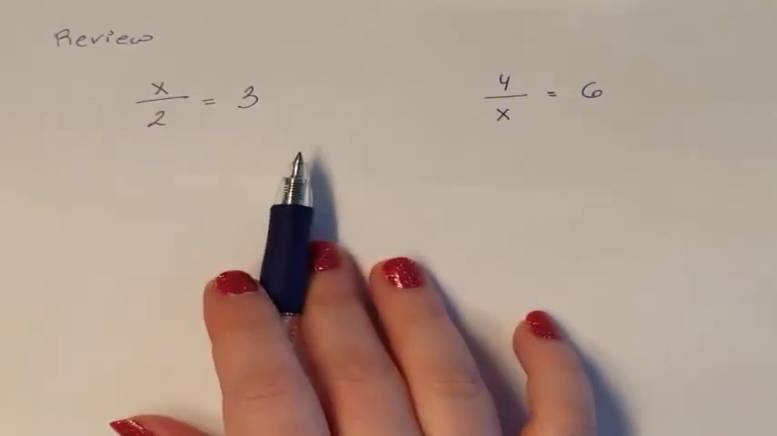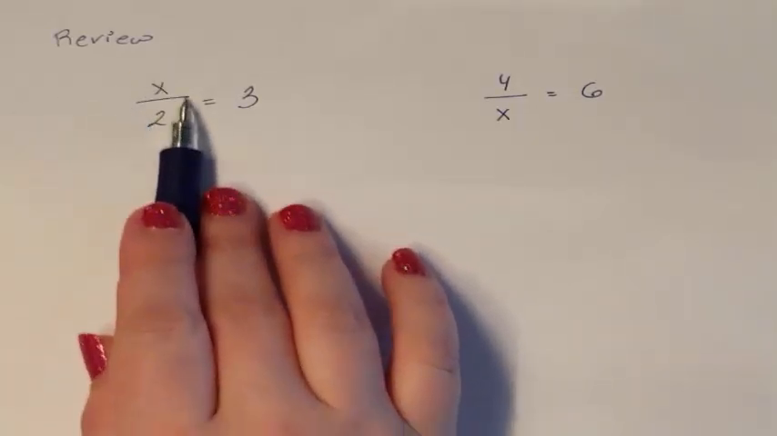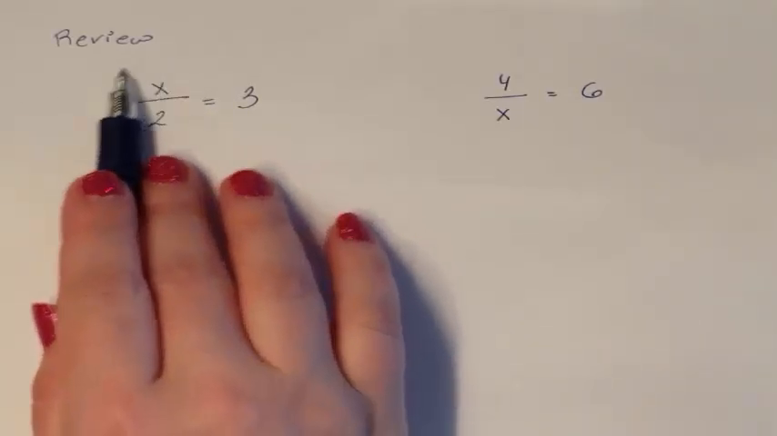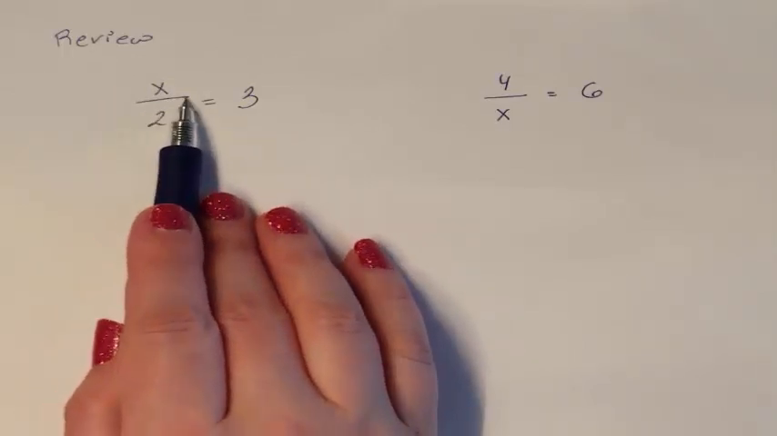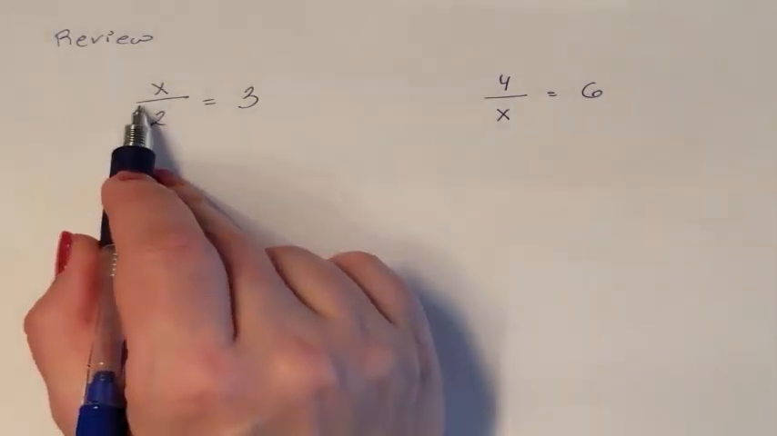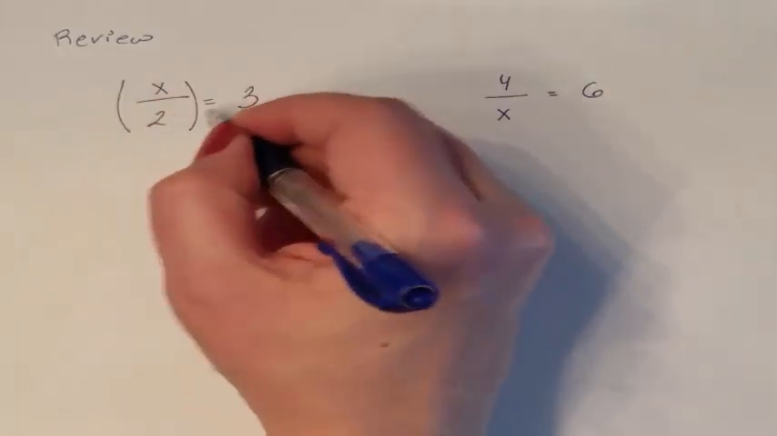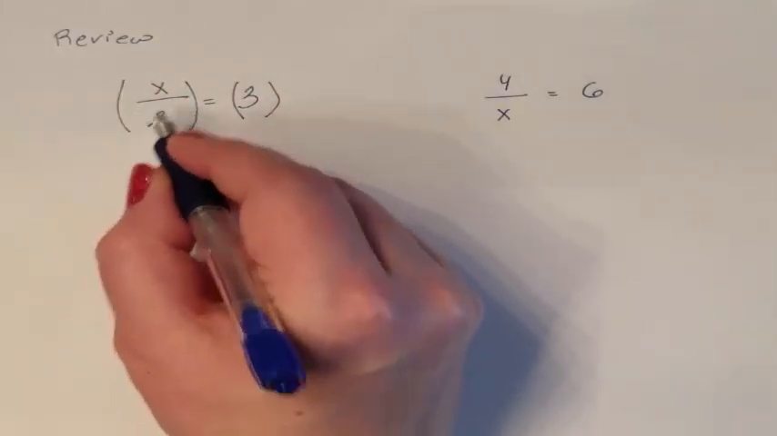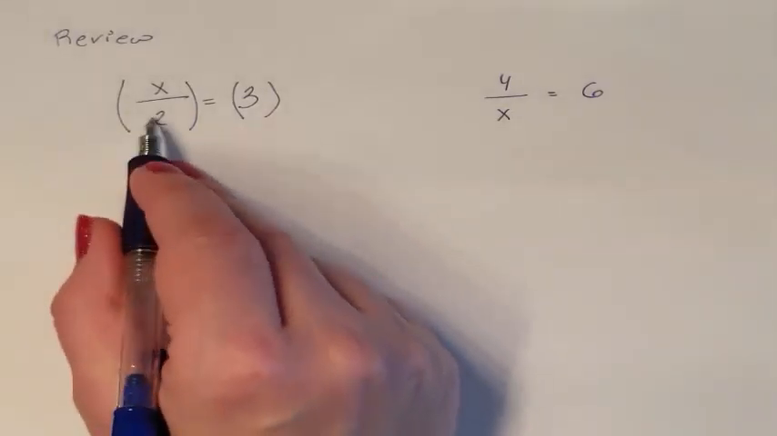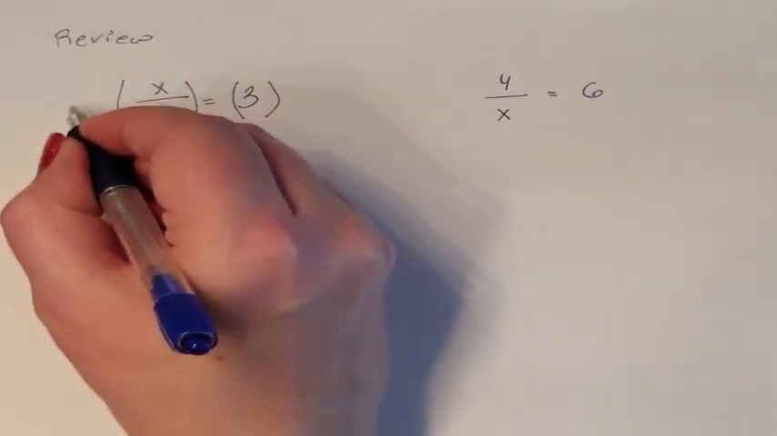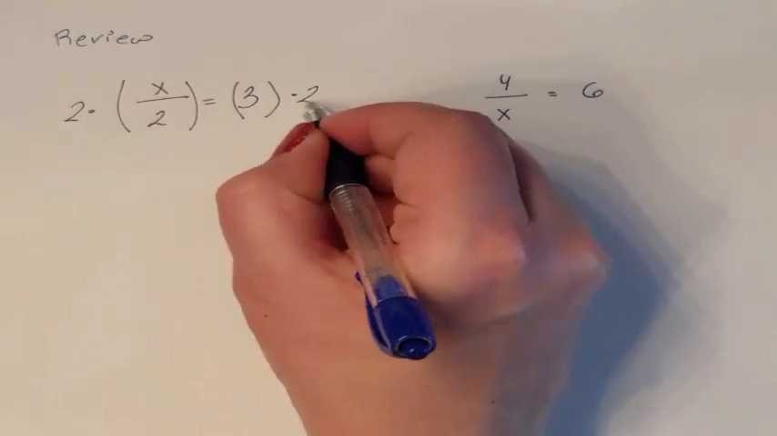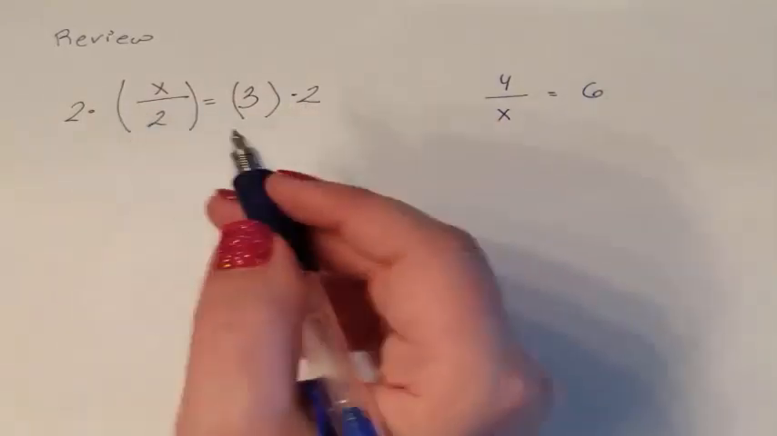So if we're going to review a middle school concept, if I have a fraction and I don't want a fraction, a fraction is the same thing as a division problem. So if I want to undo the dividing, I need to multiply both sides by whatever the denominator is. Since my denominator is a 2, I am going to multiply both sides by the 2 so that my denominator would end up going away.